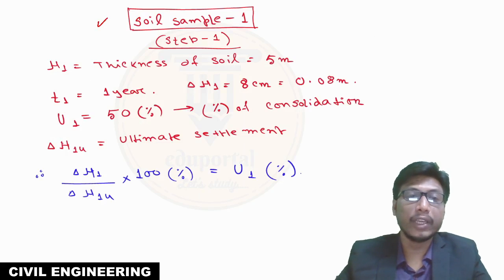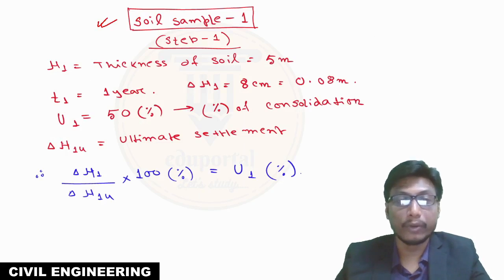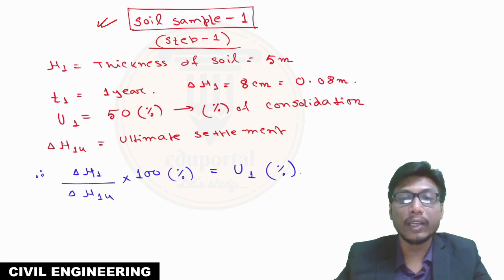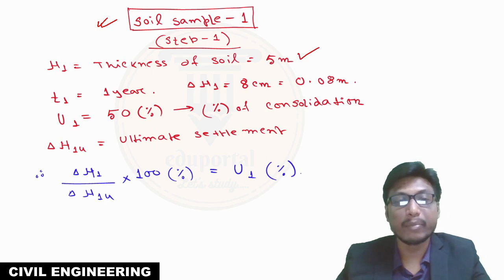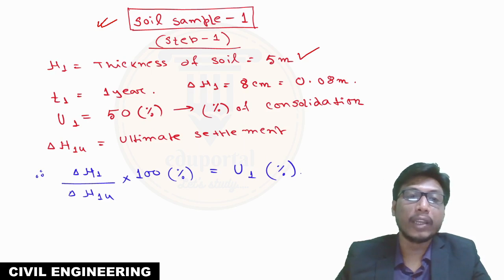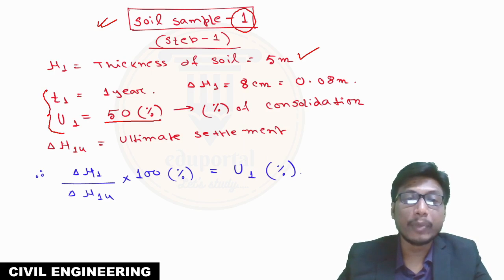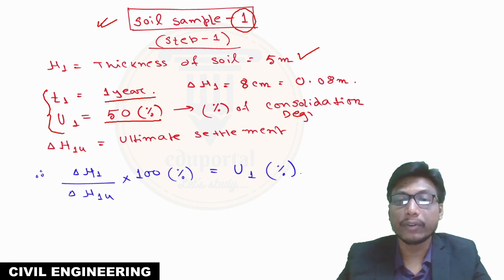So we have first the soil sample 1. For soil sample 1, the thickness of the soil is given as 5 meters. T1 is 1 year, that is, after 1 year, the degree of consolidation U1 for sample number 1 is 50%. This is the percentage of consolidation, or degree of consolidation.